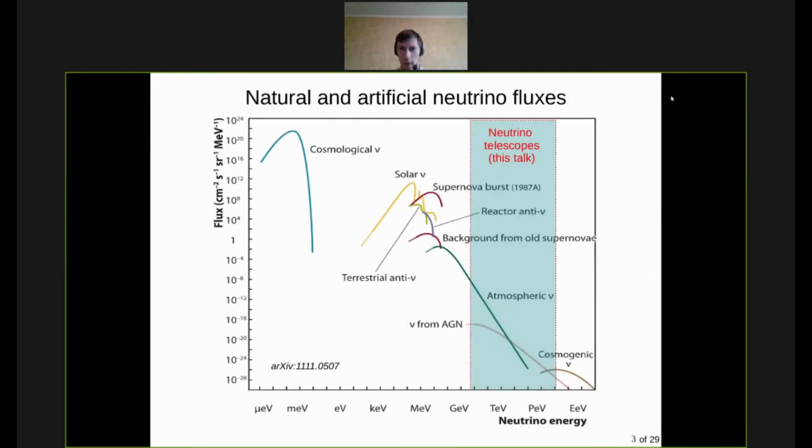So in this talk, we are dealing with the energy range from about 10 GeV and up. This is what we understand by a neutrino telescope: something working in this energy range. In this range, we are mainly dealing with atmospheric neutrinos and astrophysical neutrinos, which are the main topic for searches.